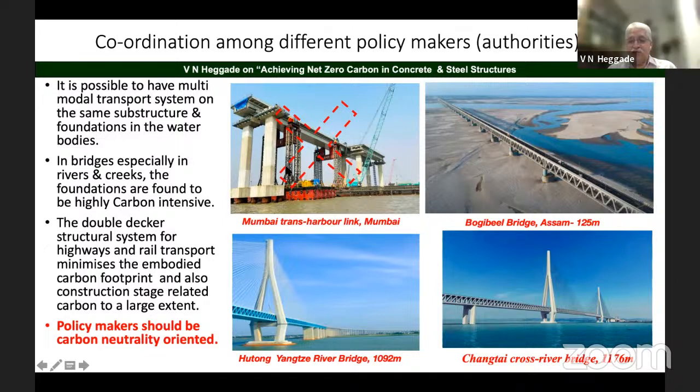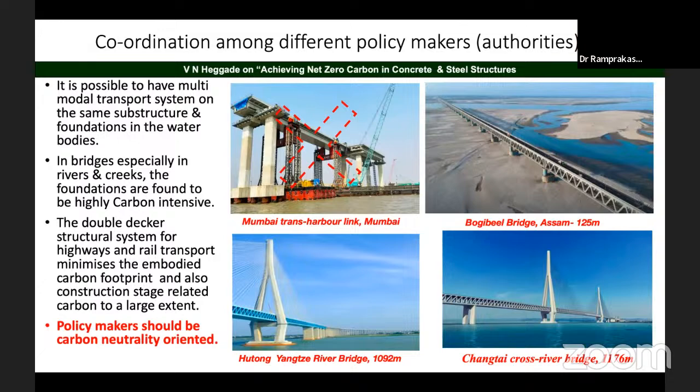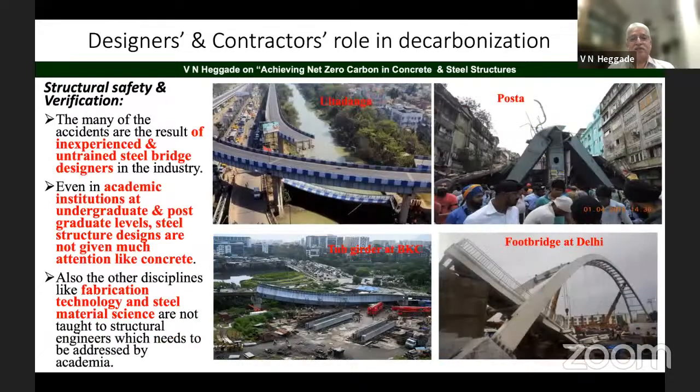So all these policy makers have to come together and make sure this sort of thing will not happen again. That is the reason, if you really look at China, where bridges cross very wide rivers, they invariably go for multimodal transportation. Below are the trains, and on top of that, the highway construction goes on. So the policy makers have to come together and make these policies.